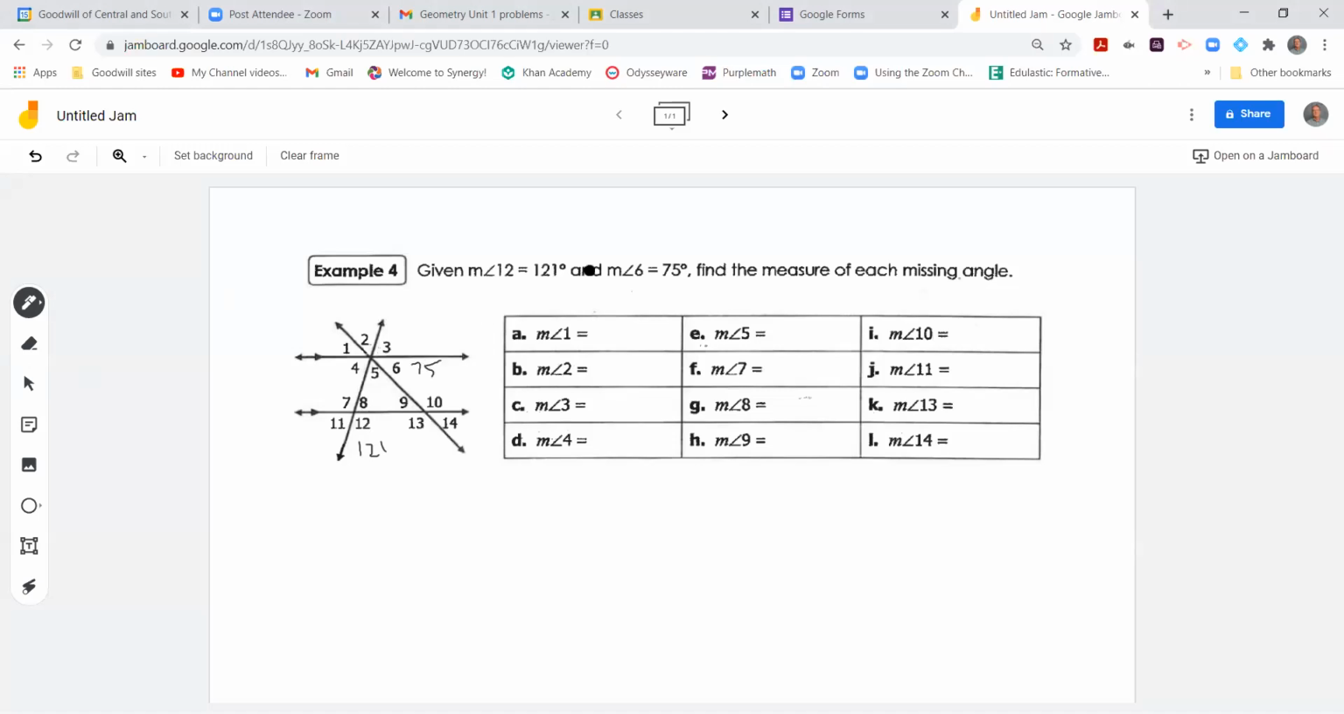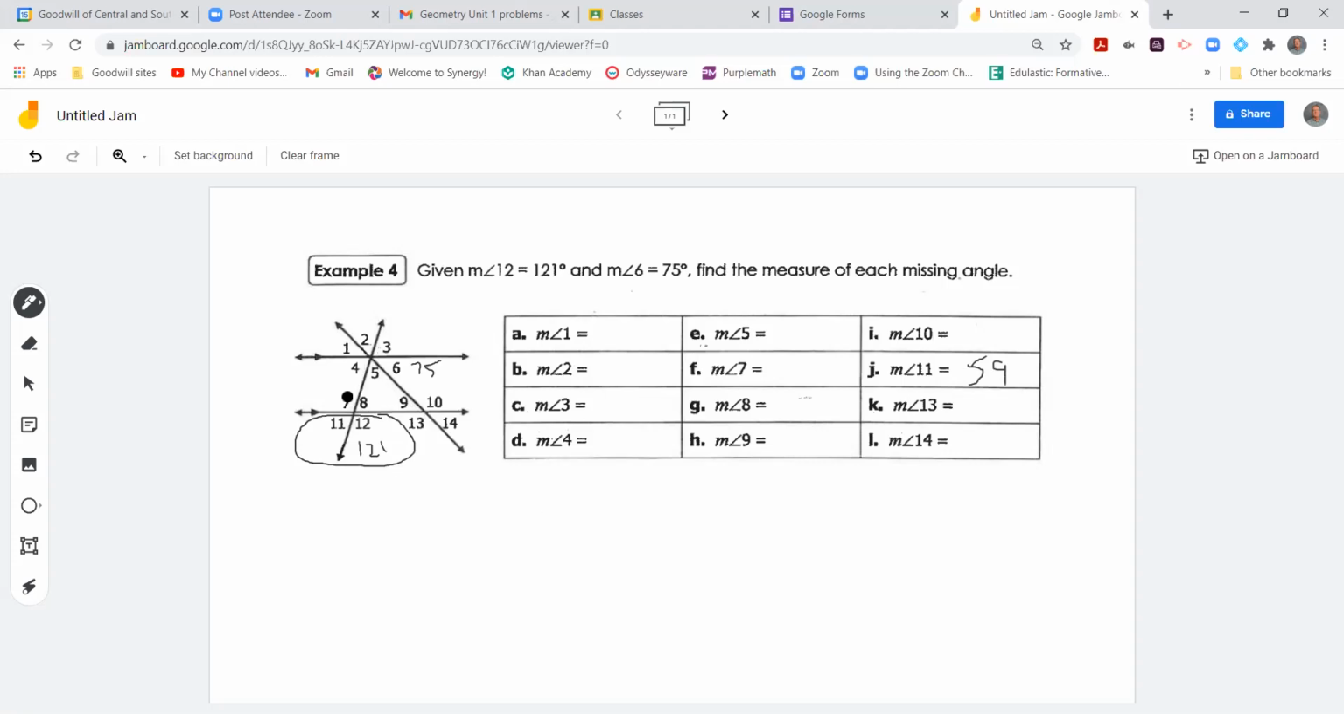How much is angle 11? Isn't that a linear pair? Everybody should be shaking their head. Yeah, it is, because they create this straight line. So 180 minus 121, 120 would be 60. So angle 11 is 59.